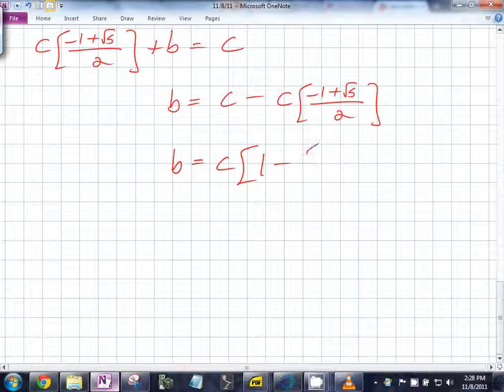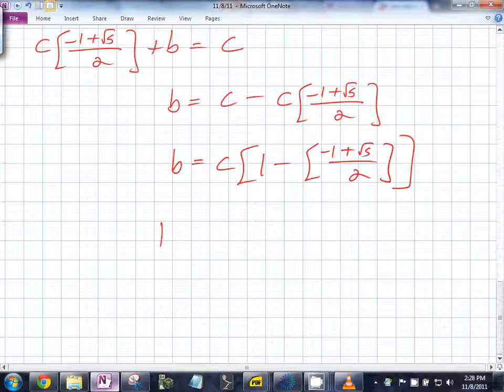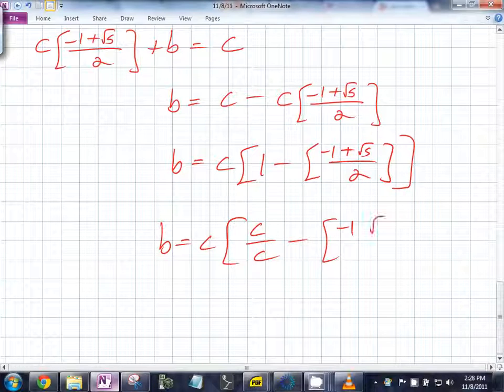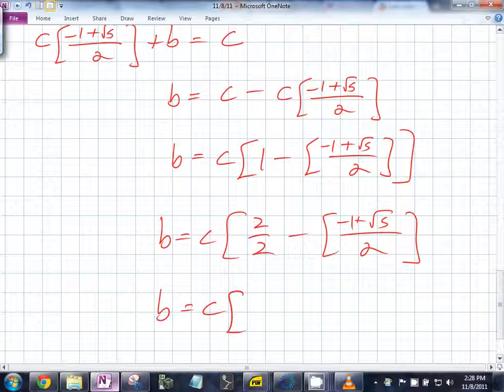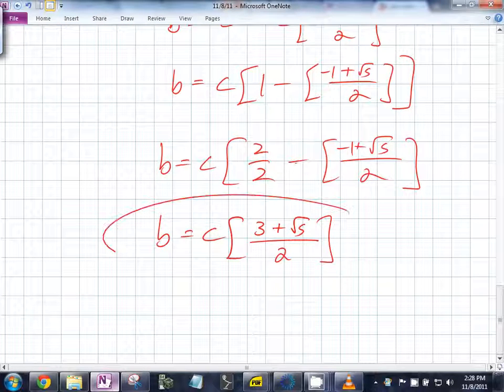How do you combine fractions? Common denominator, right? So b is equal to c times 2 over 2 minus negative 1 plus root 5 all over 2. Sorry, not c over c, 2 over 2. So what does that turn into? C times... What's 2 minus negative 1? 3 minus root 5 all over 2. So there's our b value.